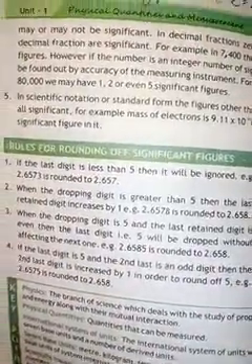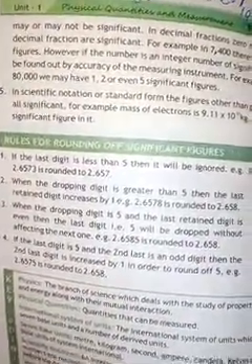Bismillahirrahmanirrahim. The remaining part of significant digits. So, rule number 5.